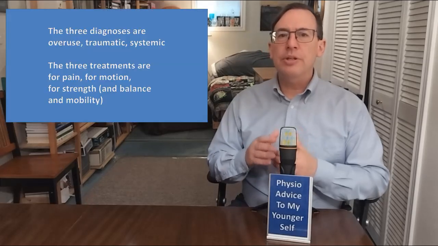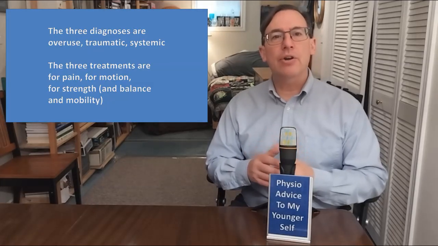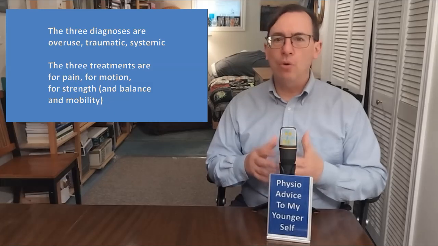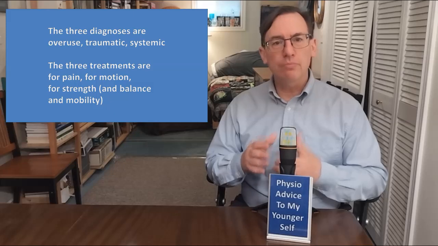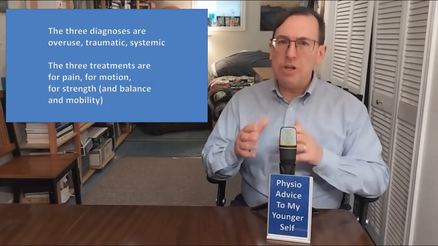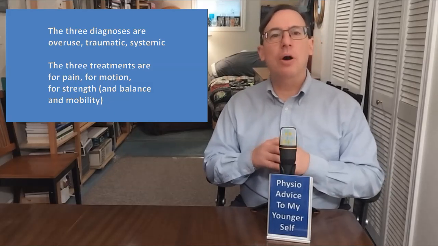Physio comes down to 3 diagnostic categories and 3 treatment categories. The 3 diagnoses are overuse, traumatic, and systemic. The 3 treatments are for pain, for motion, and for strength. And by strength, I mean balance and mobility as well.